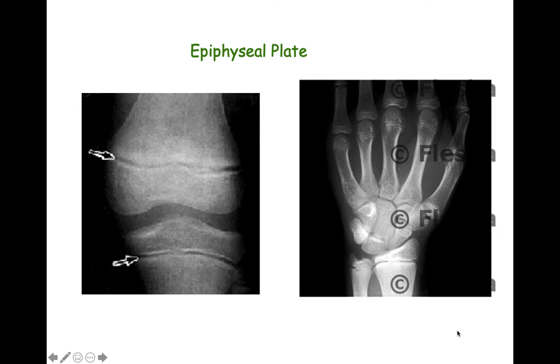We look at the hand, we can see the same thing with our metacarpals and our phalanges. If you look closely, you're going to see that at the ends, there's a little space, there's a gap. That doesn't mean that there's a break there, it means that that is where the epiphyseal plate is located.